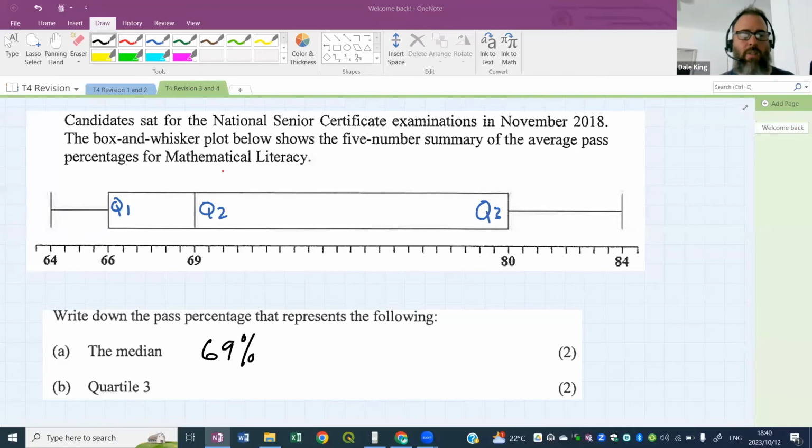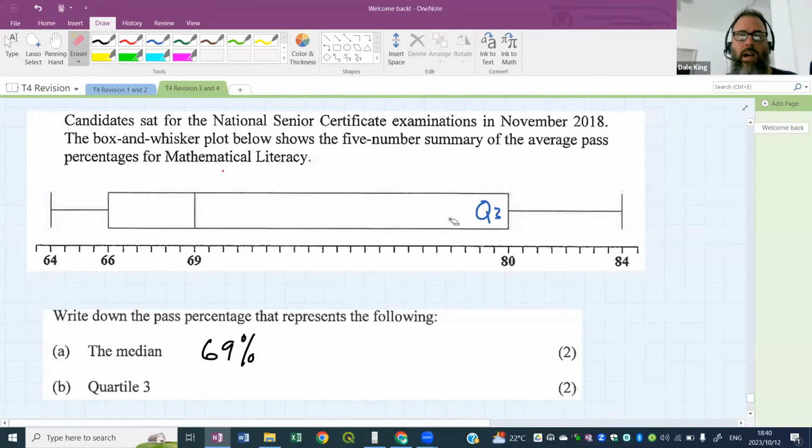Okay. Then they say write down the pass percentage that represents the following. Quartile 3. You see, now this is why I say you got to know all the names. Quartile 3, write it down. Yes, you got it. Money in the bank.